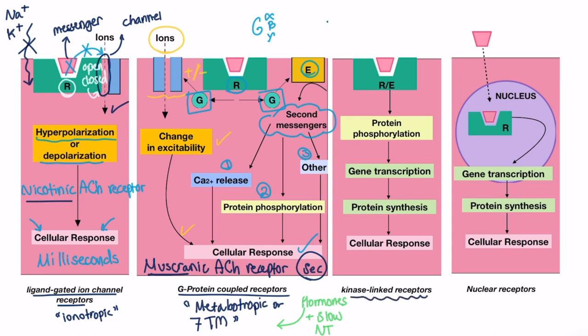Type 3 is the kinase-linked receptor. These are a superfamily of receptors which activate enzymes directly and do not require a G protein or a second messenger.